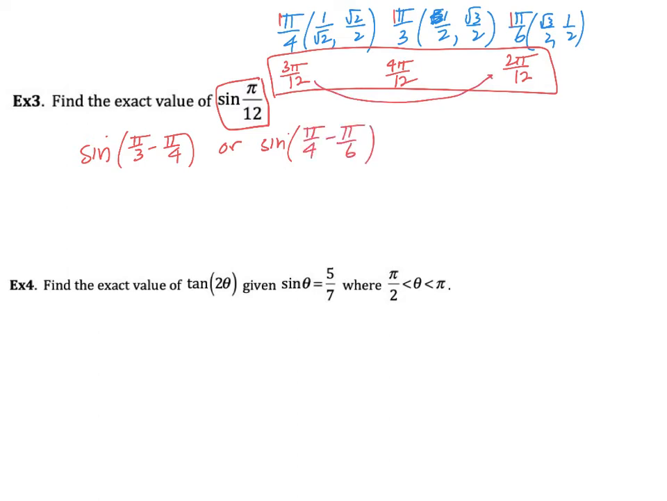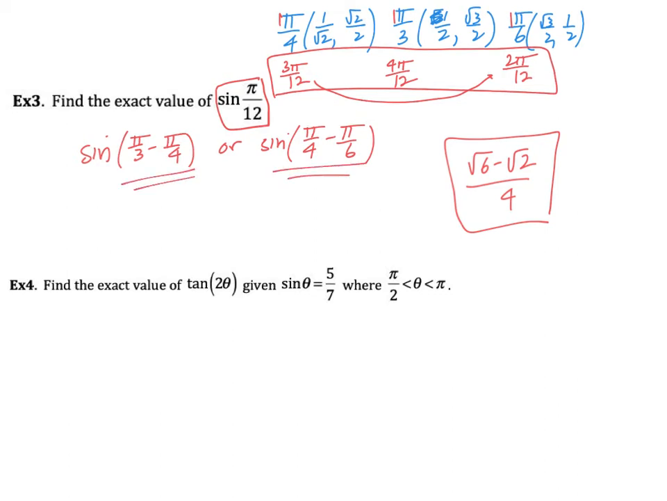So I'm going to pause here. I think you should pause, try one or the other, and see if you get root 6 minus root 2 over 4. So that's what your answer should be. I'm not going to do it for you. You choose one of these 2, follow the formula, and you should get root 6 minus root 2 all over 4.